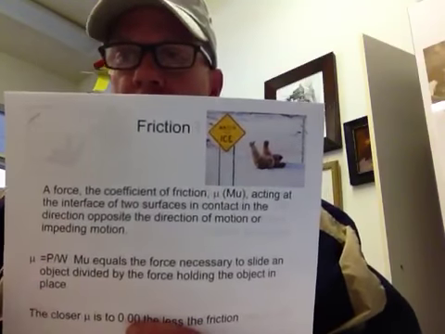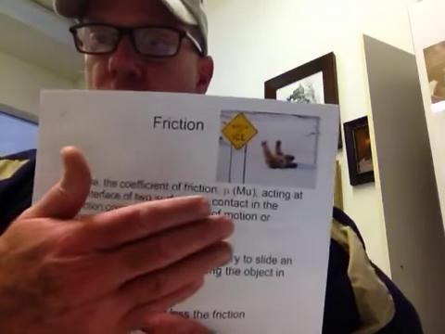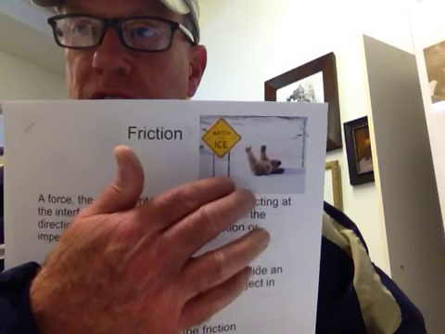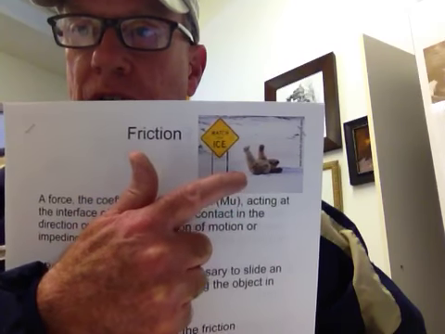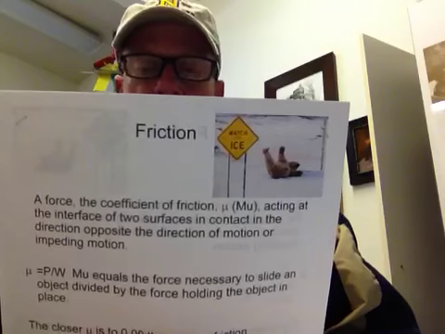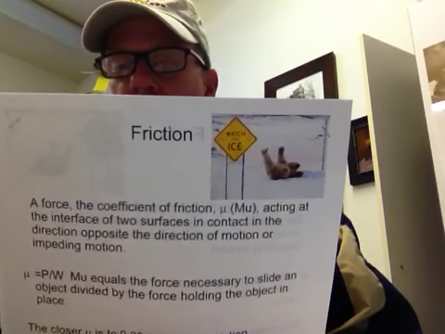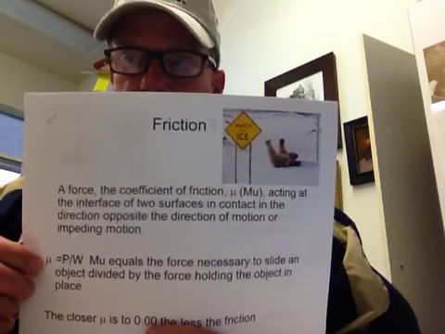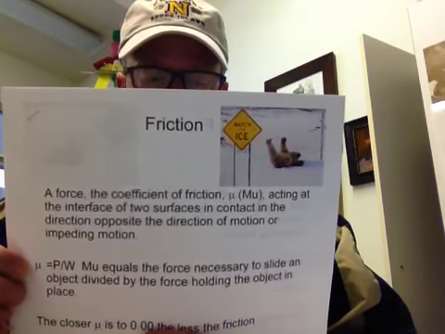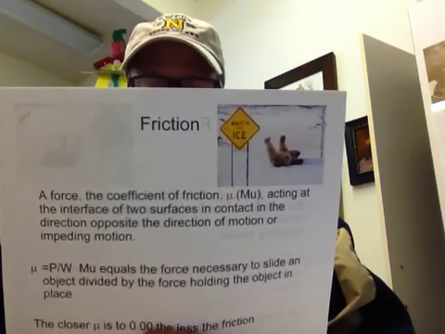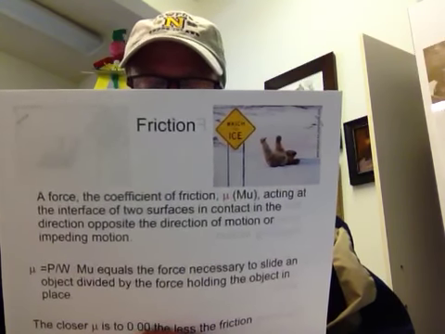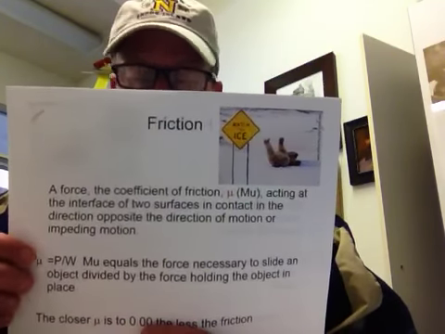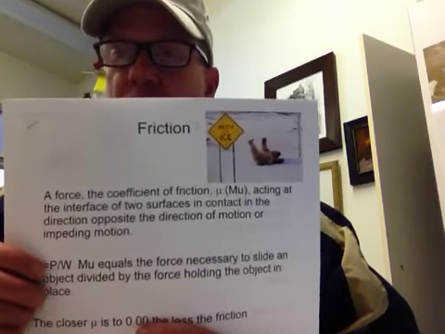So in terms of the appropriate amount of friction, this guy was warned that it's icy, the coefficient of friction has dropped, and he's suffering the consequences of not having enough friction to get on up the hill. The symbol that represents the coefficient of friction is mu, and it's the force necessary to slide an object divided by the force holding the object in place. The closer mu is to 0, the less friction there is.